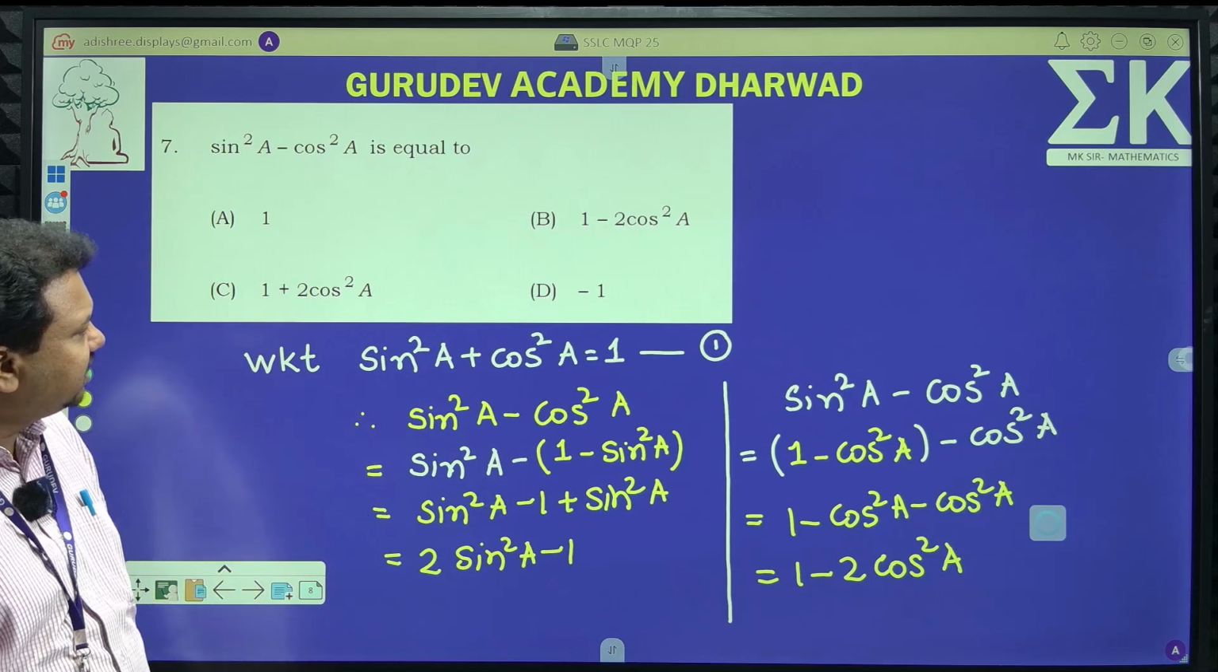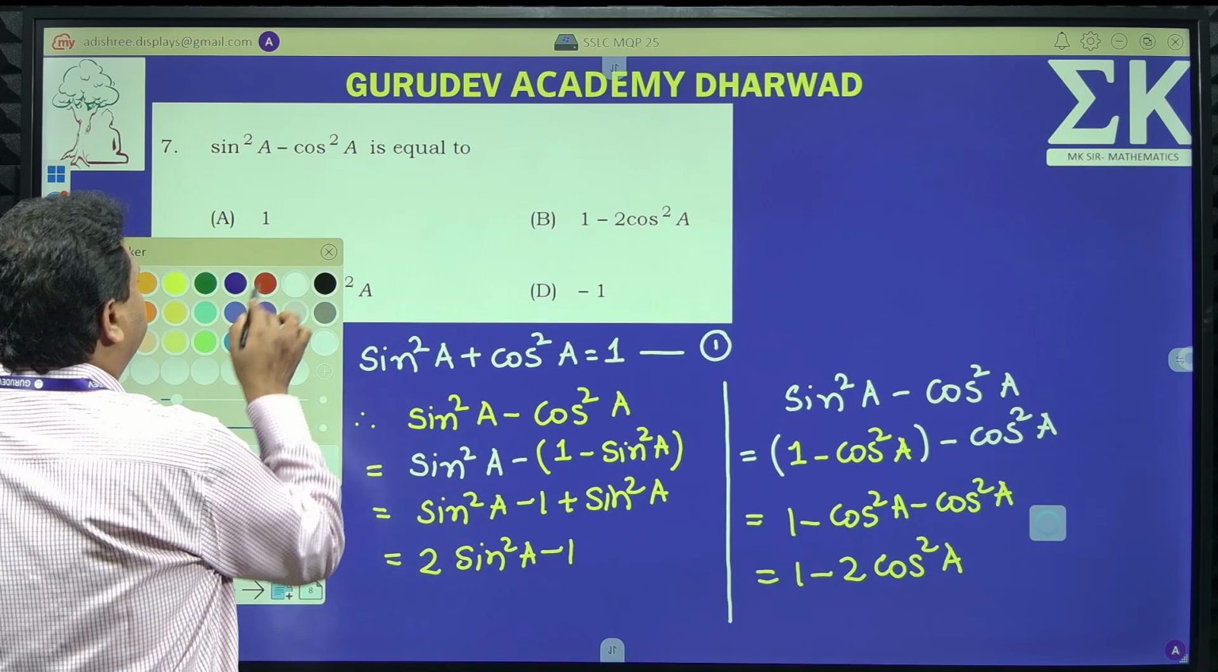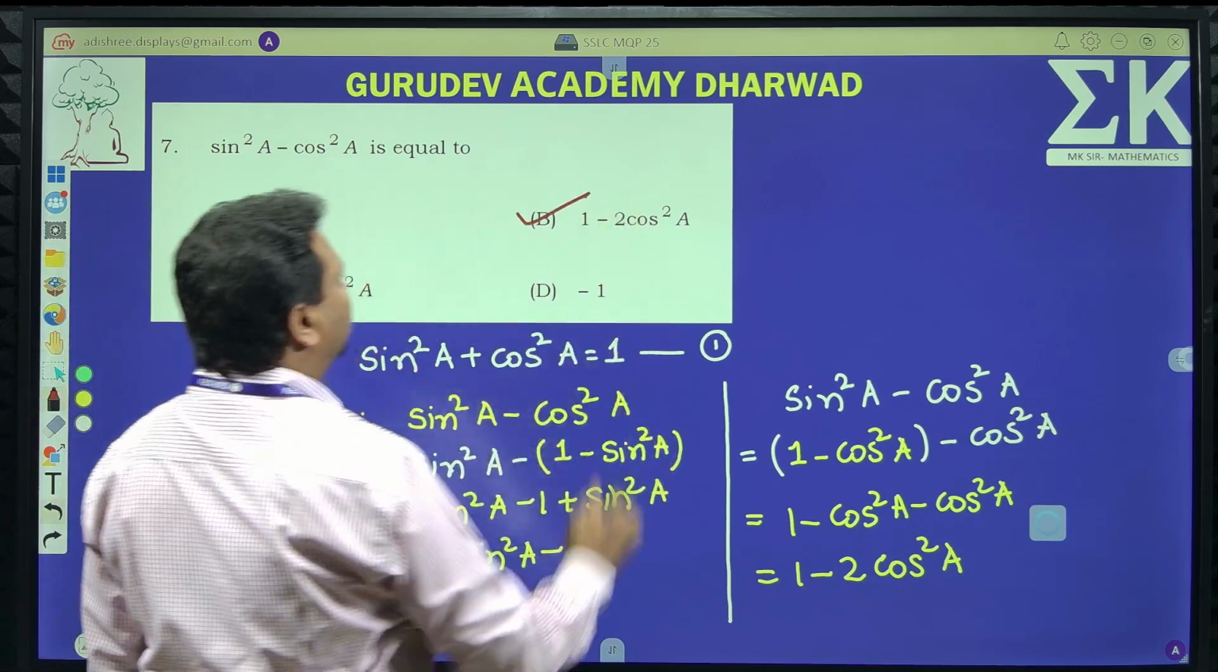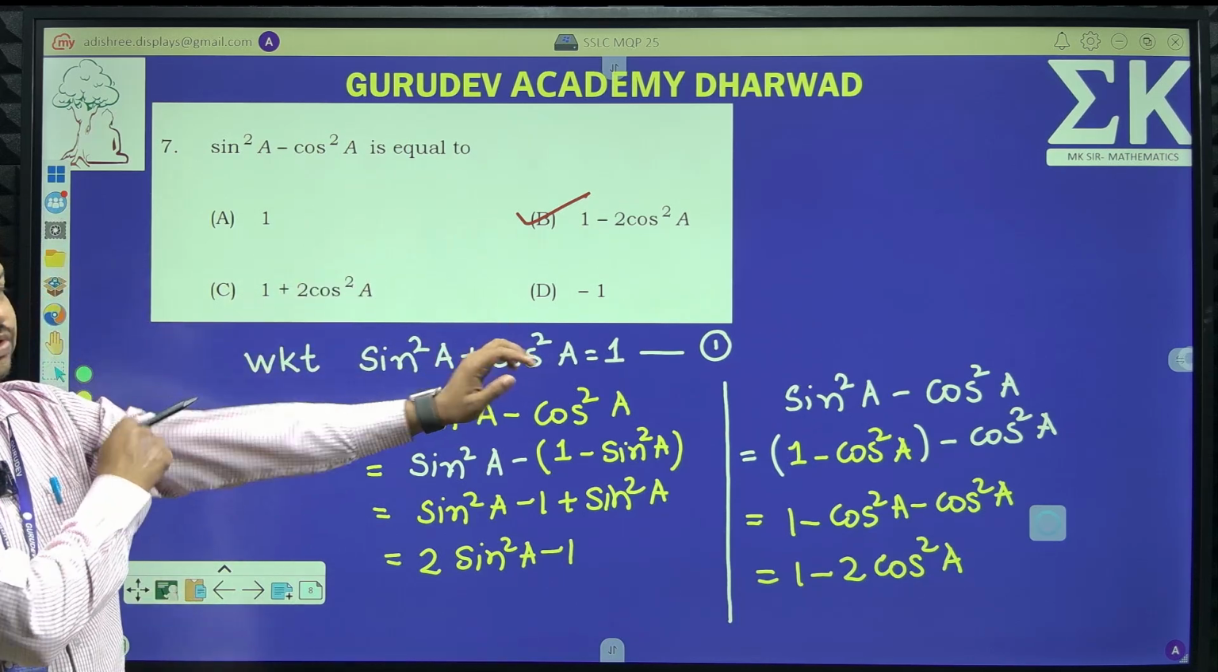Therefore, what should be your answer in this case? They have not given the answer in sin, they have given it in cos. If it is cos, what is your answer? 1 minus 2 cos square A. Clear? Children, you can also solve this question in another way.